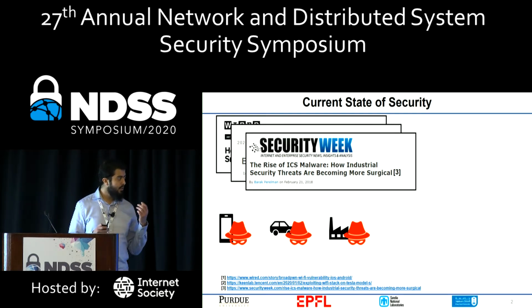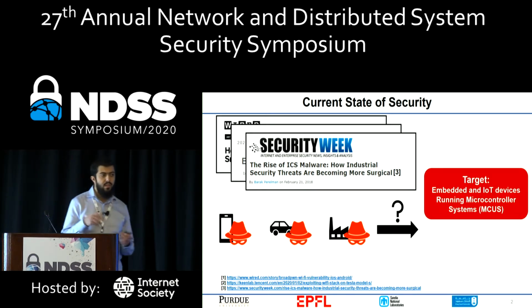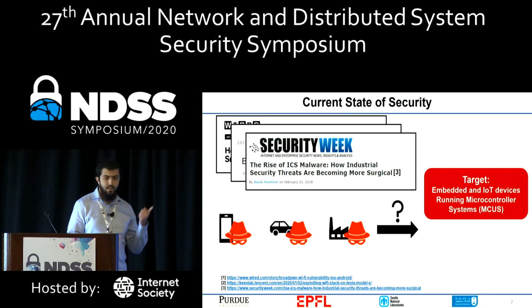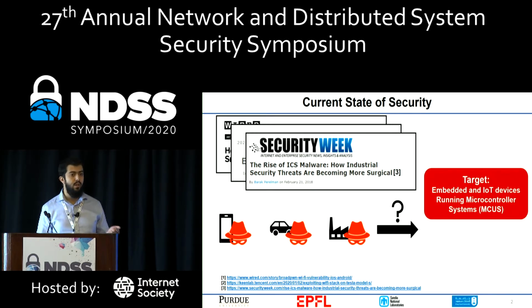And the surprising answer is that while these are complex attacks with multiple steps, they have one common target, which is embedded in IoT devices running microcontroller systems. And so the common perception is that these devices are standalone devices like your smart door lock, but they can be the Wi-Fi system on a chip on your smartphone, they can be the engine control unit gateway on a vehicle, and they can be the controller on an ICS.